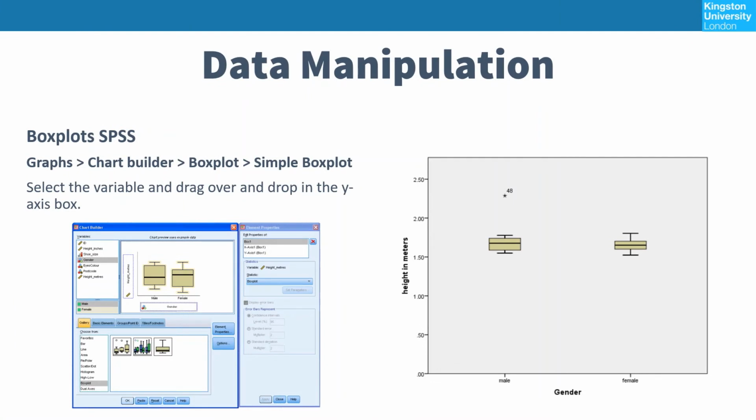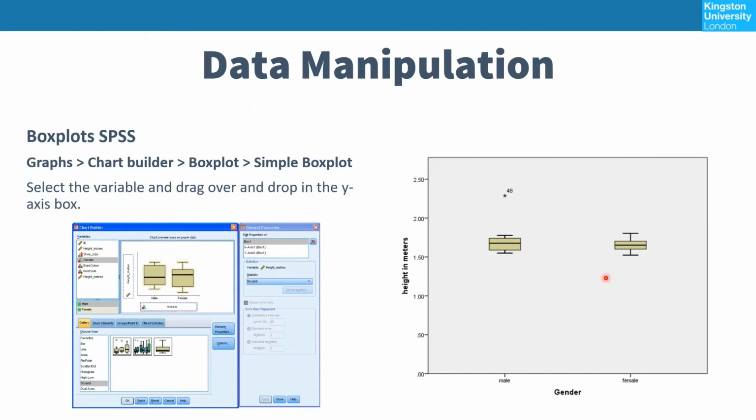For the second method of identifying outliers, box plots are pretty simple to create in SPSS. All you need to do is go to Graphs, Chart Builder, Box Plot, and then select Simple Box Plot. This window will appear. All you will do here is add the continuous variable that you want the box plot to be created on, and if you have some sort of grouping variable such as gender, you would put it on the x-axis, and then you'd basically click OK, and you would get some sort of output like this.